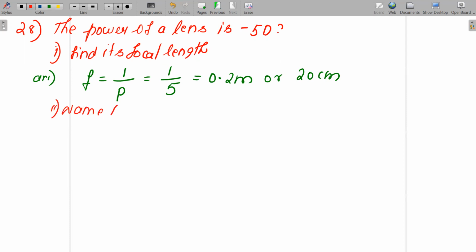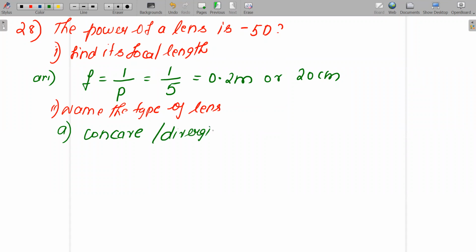Name the type of lens. Which is the lens you're using? Concave or diverging lens? Arthur?